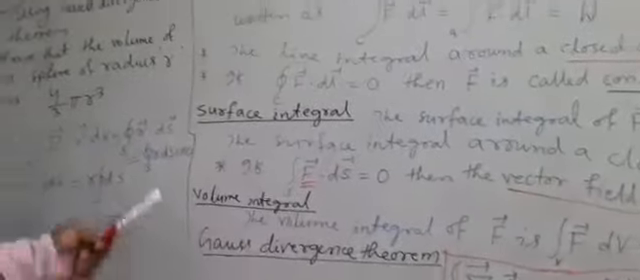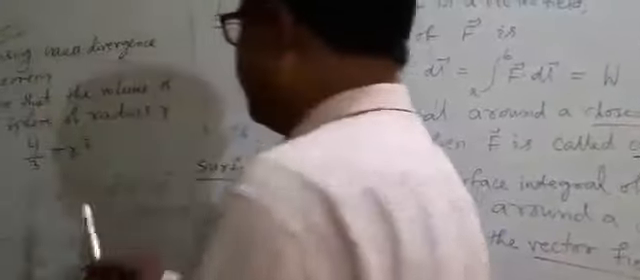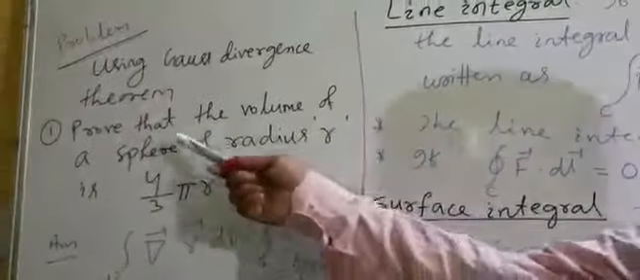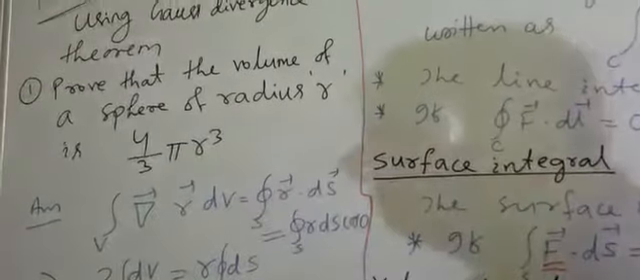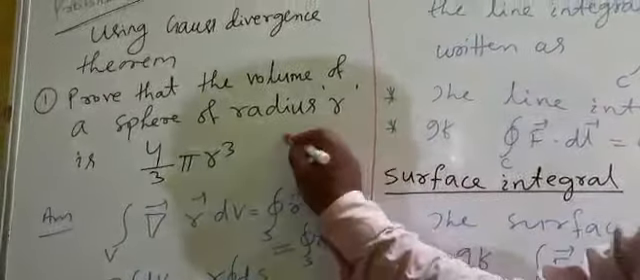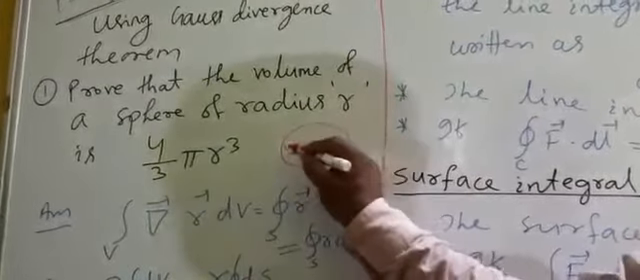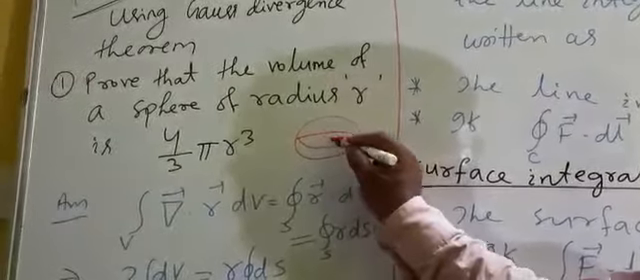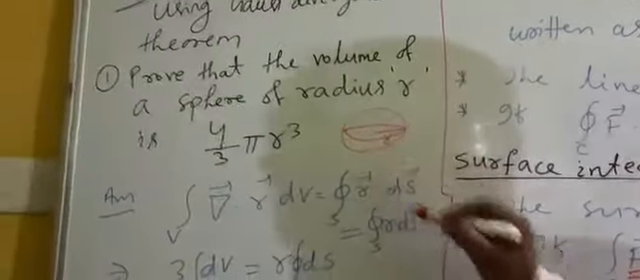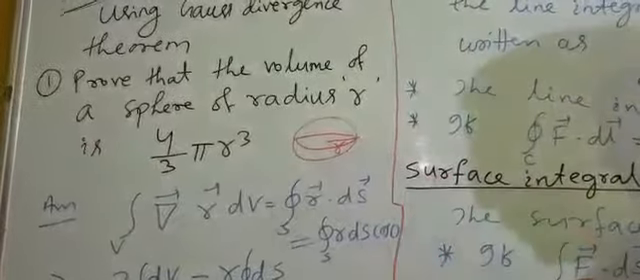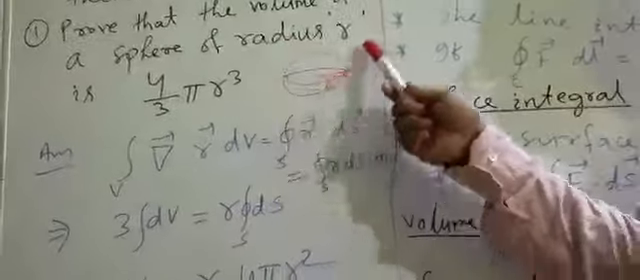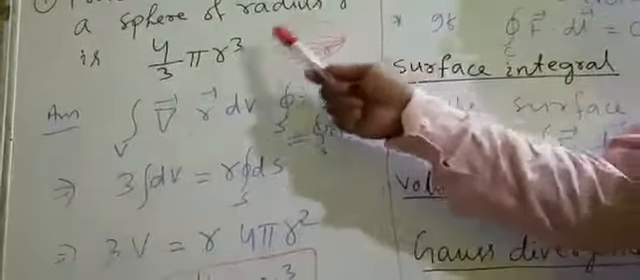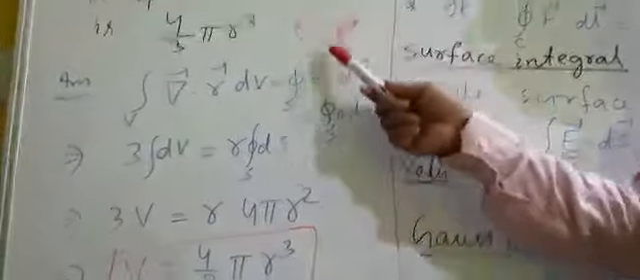Okay, so then come to a problem here. Using Gauss divergence theorem, prove that the volume of a sphere of radius r is 4/3 pi r cube. So consider a sphere of radius r, and you have to find out that the volume of the sphere is 4/3 pi r cube using Gauss divergence theorem.